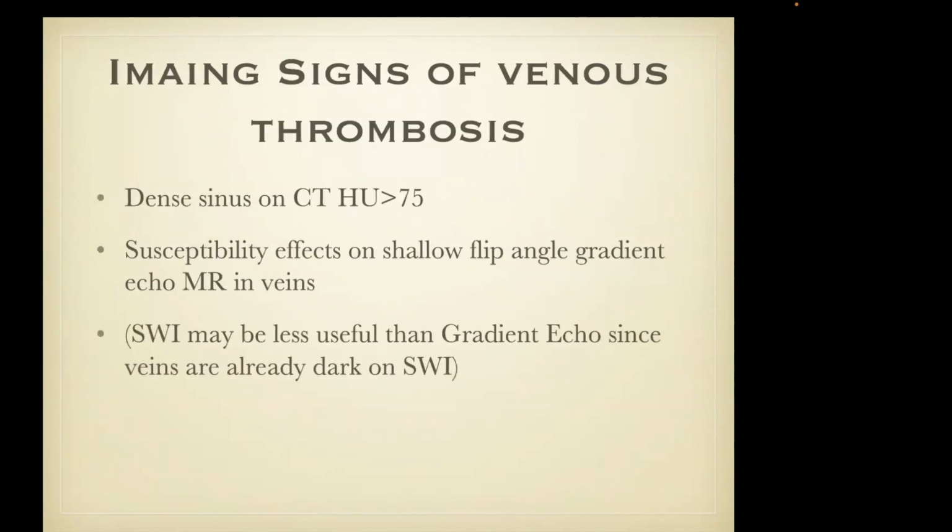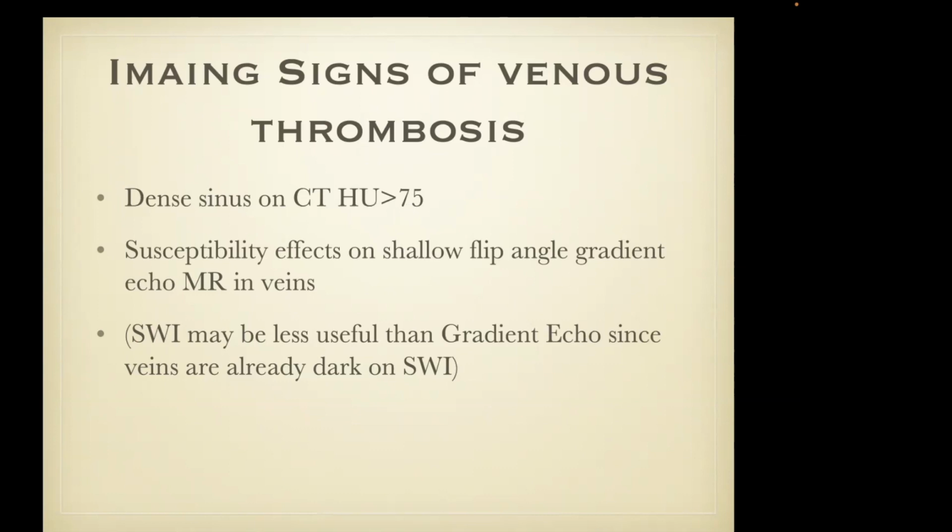Now, one of the important imaging signs of venous thrombosis is the dense sinus. And you can measure the sinus attenuation. Remember that the attenuation of intravascular blood is related to the patient's hematocrit. So in a patient with a normal hematocrit, the attenuation of blood in the dural sinuses should never be more than 75. The number you'll see in the literature is 70.